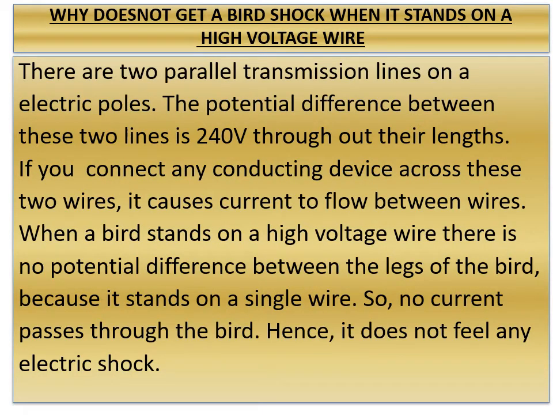Why does a bird not get a shock when it stands on a high voltage wire? Actually there are two parallel transmission lines on electric poles. The potential difference between these two lines is 240. You know the potential difference means between two points. In the same way, the potential difference between these two transmission lines will be 240 throughout the length from one pole to the other pole. If you connect any conducting device across these two wires, it causes current to flow between the wires.